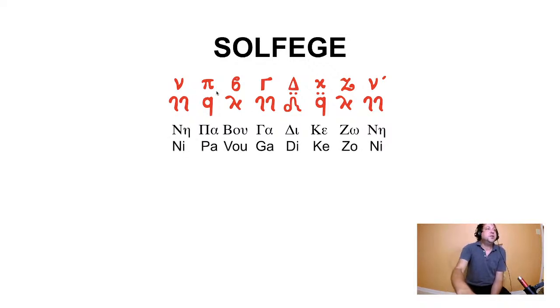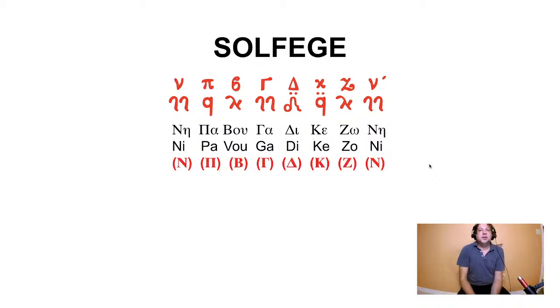So these are the symbols that you'll see in a Byzantine chant score that correspond to the solfege notes of Byzantine music. The names of the notes are written down here: Ni, pa, vu, ga, di, ke, zo, ni. I've transliterated it for you because I care about you. And down here we have what you might see if it's an isokratima marking, which we'll get into in a second.